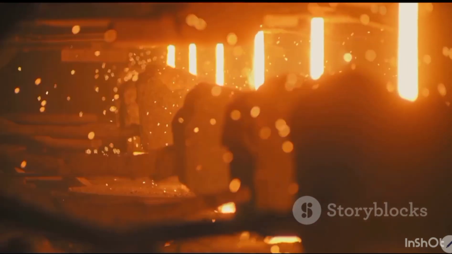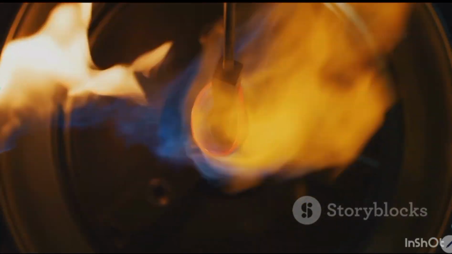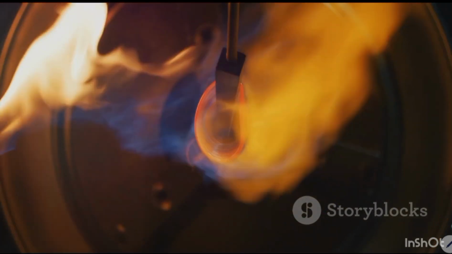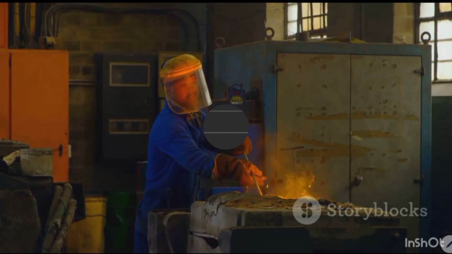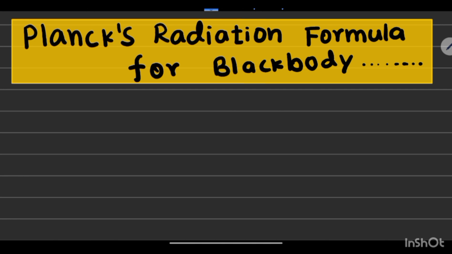This question made several scientists in the 19th century sleepless, and this question gave rise to the birth of quantum mechanics and modern physics. So this is called blackbody radiation. Let's dwell deep into this question. To understand the nature of radiation emitted from a hot object, one has to understand Planck's radiation formula for blackbody.